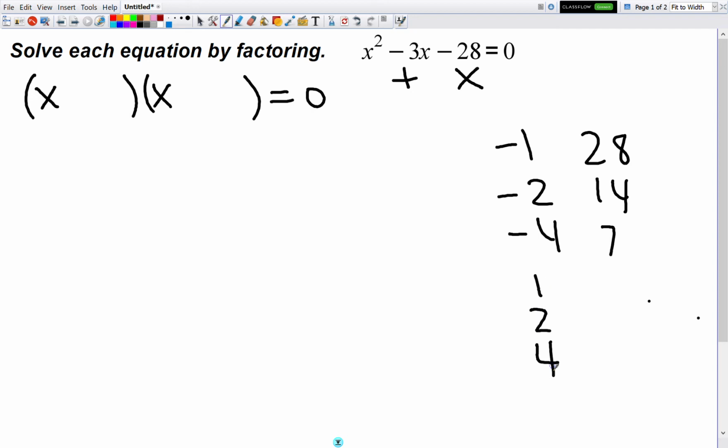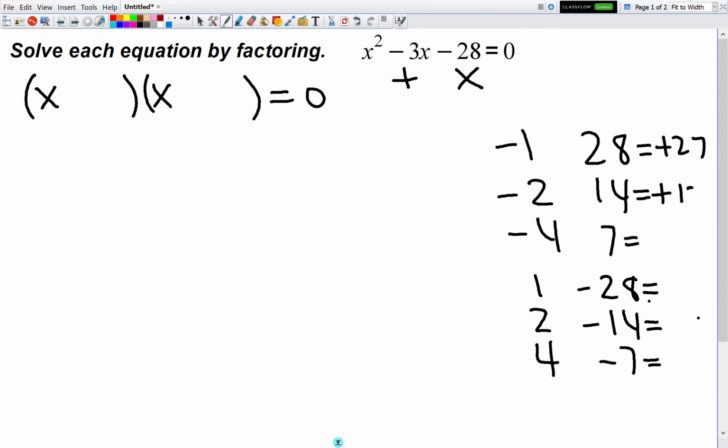So we have to write three more options, and when we do, we're going to write negatives with the other numbers. We basically have to see which of these six options makes our negative 3 when we add. So we all agree, hopefully, that all of these six combinations make negative 28 when we multiply, but only one of them is going to make our negative 3 when we add. So this is positive 27, positive 12, positive 3, negative 27, negative 12, and negative 3. So which combination worked? Well, the very last one did: the positive 4 and the negative 7.